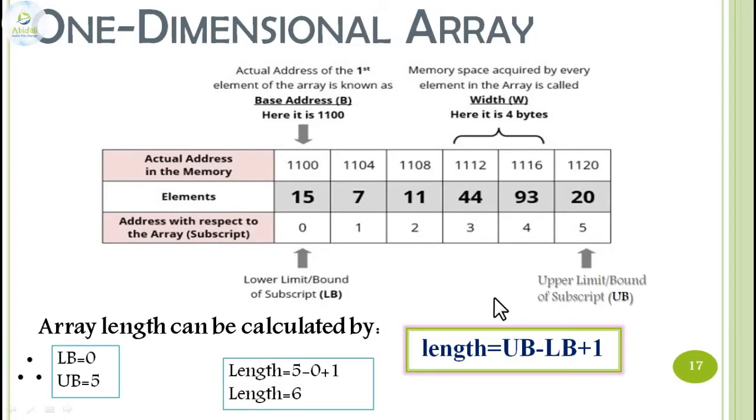Hello everyone, in the last class we have seen the diagram related to the one-dimensional array, where we have seen the base address and the width of the array, limits, that is lower limit, also called the lower bound, upper limit, also called the upper bound, and also we have seen how to calculate the length of the array by using the formula length is equal to ub minus lb plus 1.